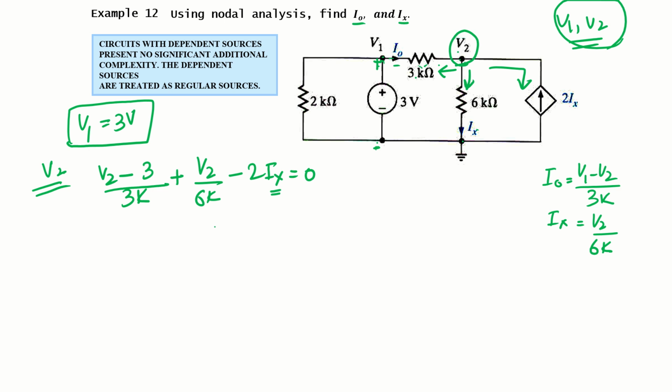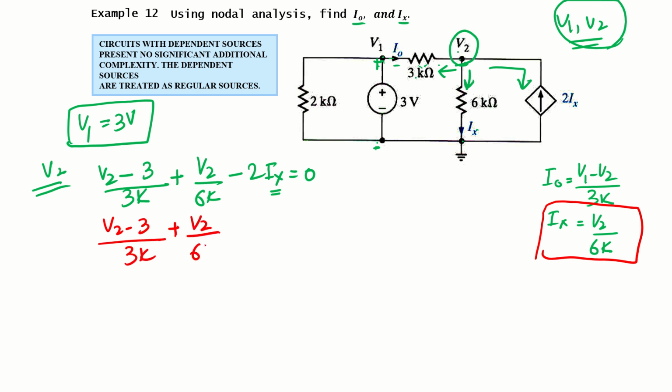So Ix is basically the control variable here. We need to write up the control variable equation. We have already defined that here. Ix is just V2 over 6k. So let's put that here: V2 minus 3 divided by 3k, plus V2 over 6k, minus 2 times Ix, and Ix is V2 over 6k. Remember, this is a standard procedure: if you get a control variable which is defining your dependent current source, you need to write the equation for that and then put it in the main equation, so that you can eliminate that from our circuit.